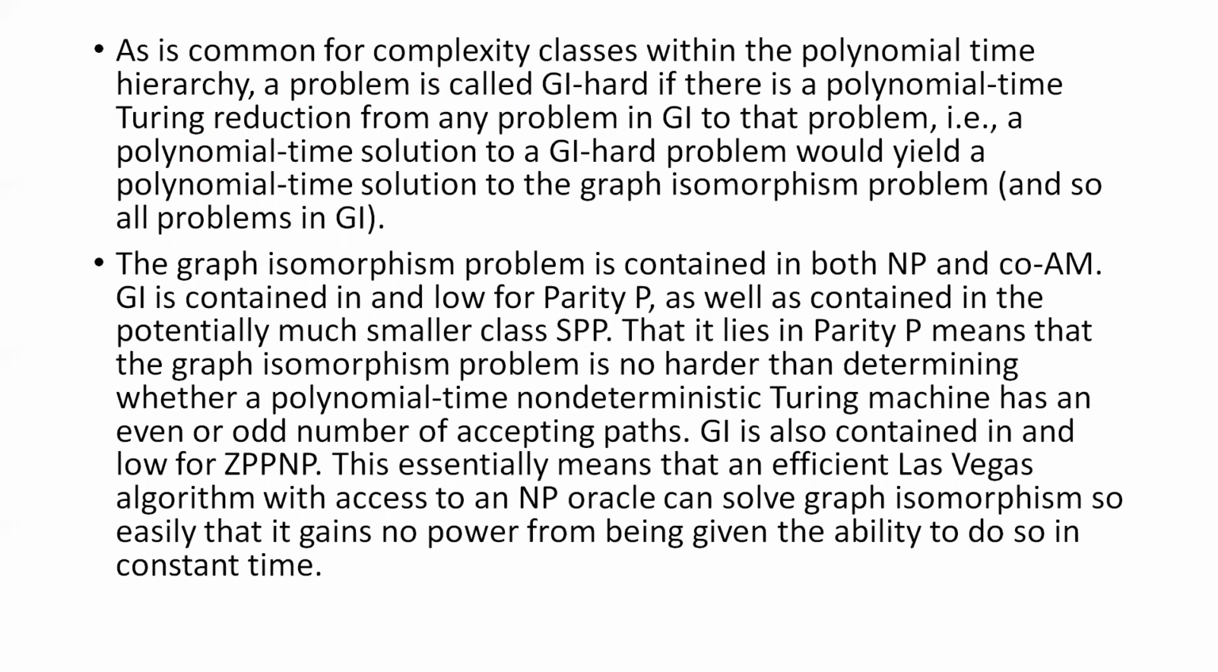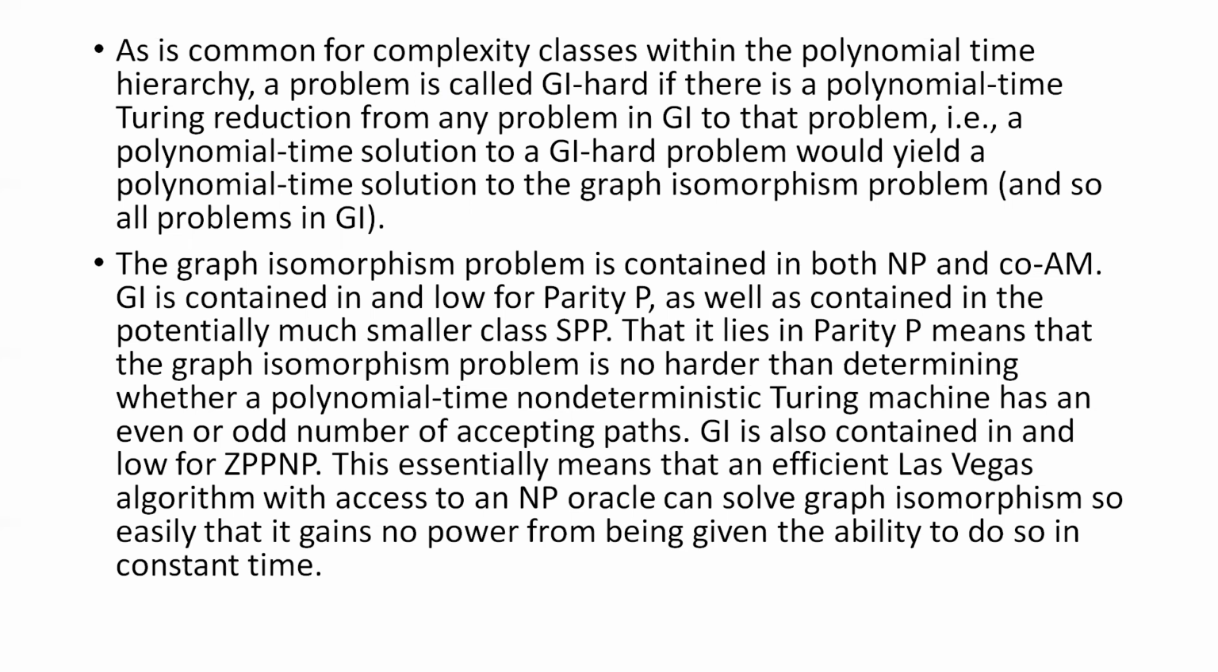Next, as is common for complexity classes within the polynomial time hierarchy, a problem is called GI hard, meaning graph isomorphism hard, if there is a polynomial time Turing reduction from any problem in GI to that problem. That is, a polynomial time solution to a GI hard problem would yield a polynomial time solution to the graph isomorphism problem, and also all problems in GI. The graph isomorphism problem is contained in both NP and co-AM. GI is contained in and low for parity P, as well as contained in the potentially much smaller class SPP.